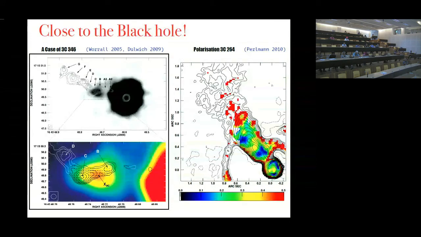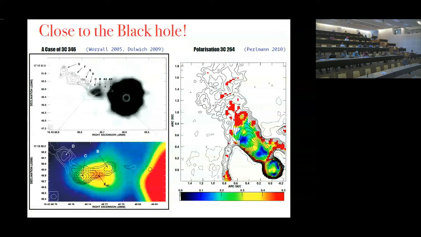The features that I'm describing here are shown in these images for these two sources, 3C346 and 3C264. So in the 3C346 image, in the background, again you see the X-ray. On the top, you see the contours of radio emission, which shows a V-shaped structure. This is essentially attributed to the fact that these jets are interacting with the ambient medium and producing oblique shocks. And these oblique shocks are responsible for producing such a V-shaped structure. And this is shown much more zoomed in the bottom plot.